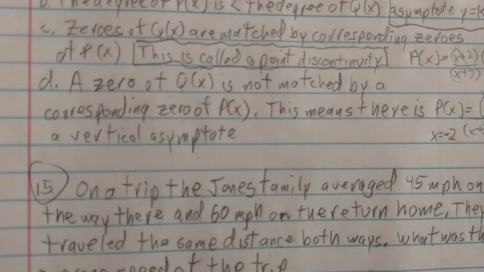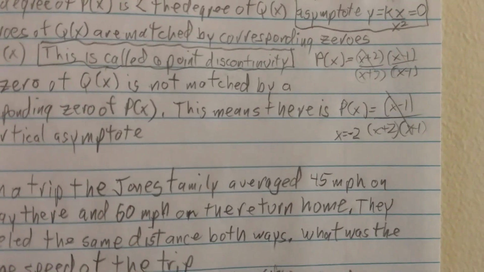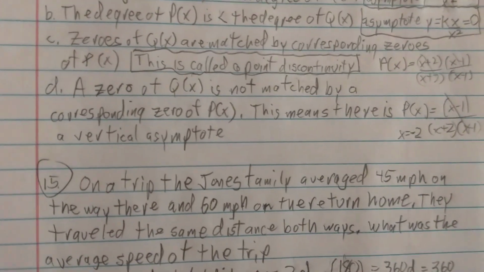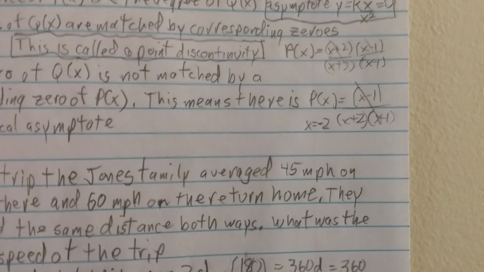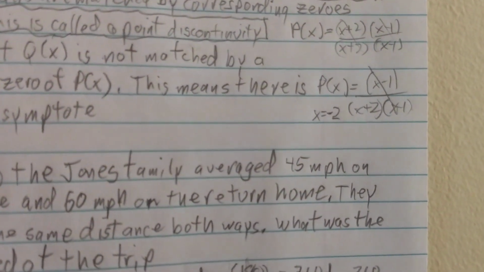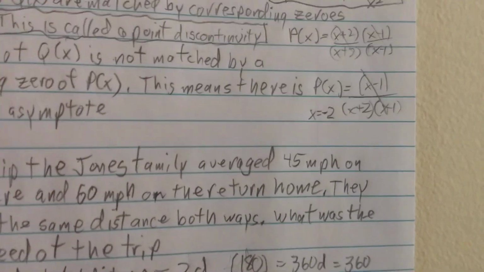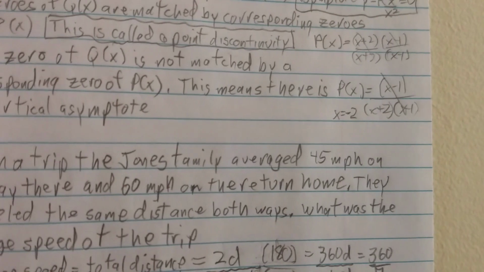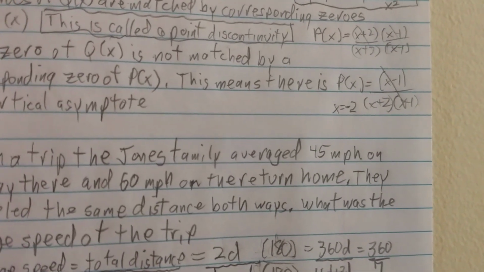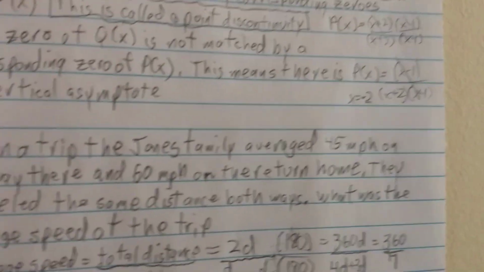Now for c, the zeros of q of x are matched by corresponding zeros of p of x, and this is called the point discontinuity. So this is where you have something like both factors canceling each other on top and bottom. So if you have something left on top, it'll just be that, but you'll have point holes where the points are, for like x equals negative 2 and x equals 1.